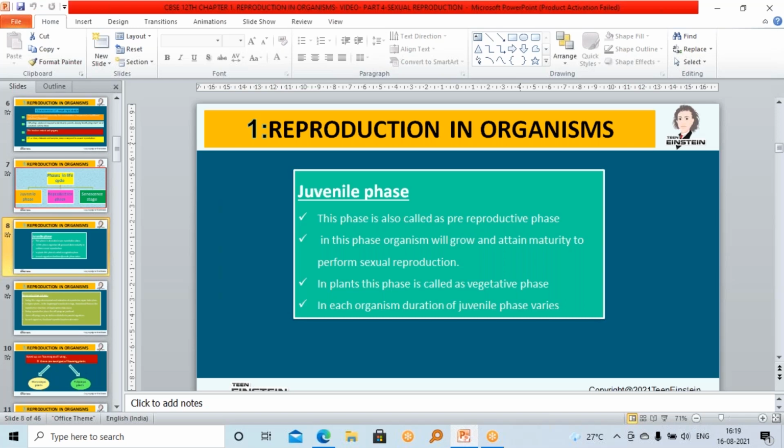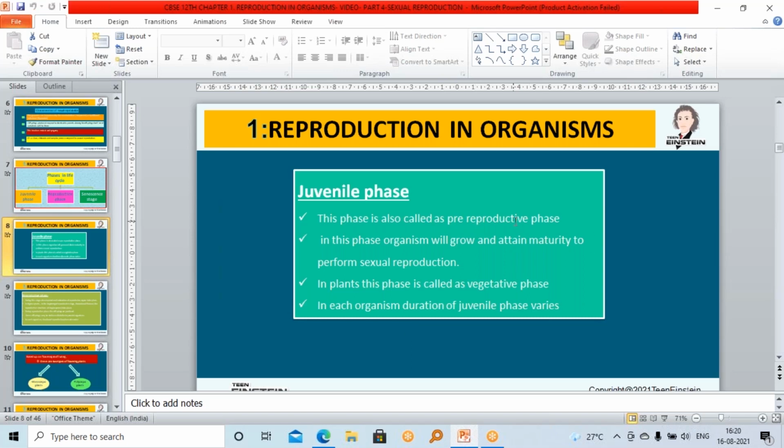Now, first we will learn about the juvenile phase. This juvenile phase is just before the reproductive stage, right? So this stage is also called the pre-reproductive phase. Note down: pre-reproductive stage, prior to reproduction. That's why it is called the pre-reproductive stage.